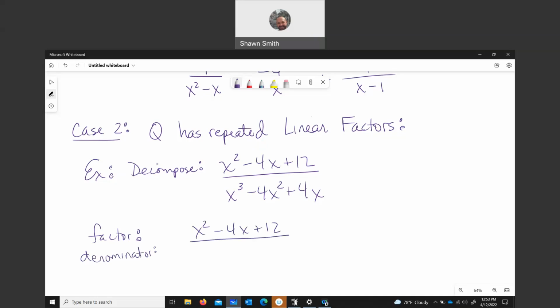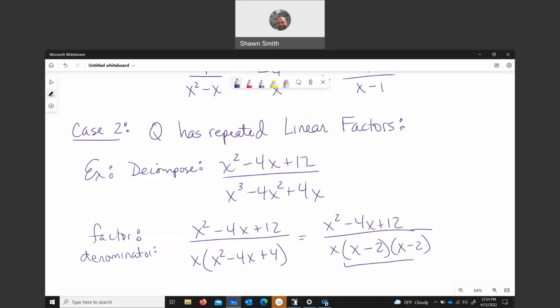In the denominator, notice I can take out an x, correct? Leaving x squared minus 4x plus 4. And it can continue to factor, right? That trinomial is a perfect square trinomial. You get x minus 2 times another x minus 2. Repeated linear factors.